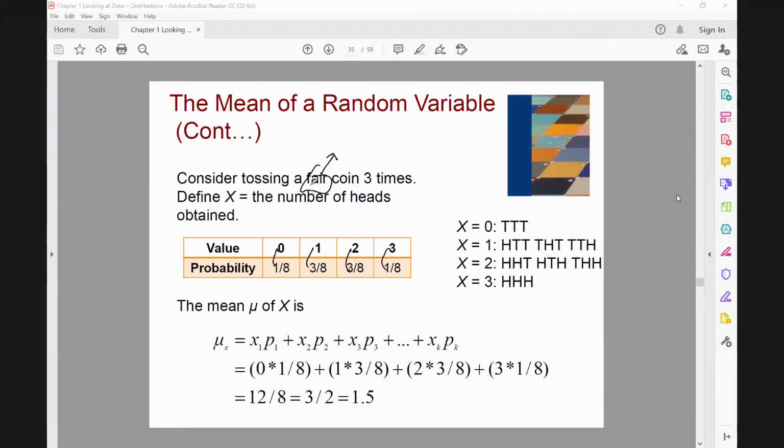1500, because in an experiment here we toss a coin 3 times. Then when we do this action 1,000 times, we have 1,500 heads and 1,500 tails in average. In average means on the mean.